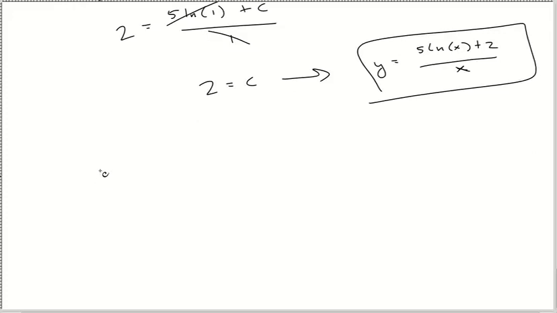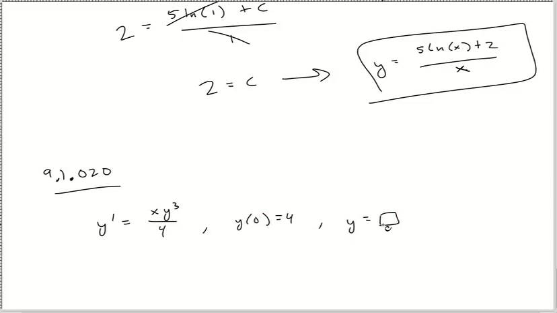So the next problem we got is 91020. I've got y prime is equal to x y cubed all over 4. And then they say y naught is equal to 4, solve for y. So this is our very first, on the homework, differential equation that we're going to be solving together.